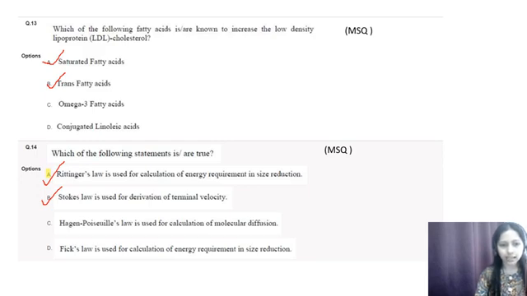Whereas the Hagen-Poiseuille's law gives the pressure drop in an incompressible and Newtonian fluid in a laminar flow flowing through a long cylindrical pipe at a constant cross section, whereas Fick's law is used for the calculation of the molecular diffusions. So over here option number A and option number B will be correct.